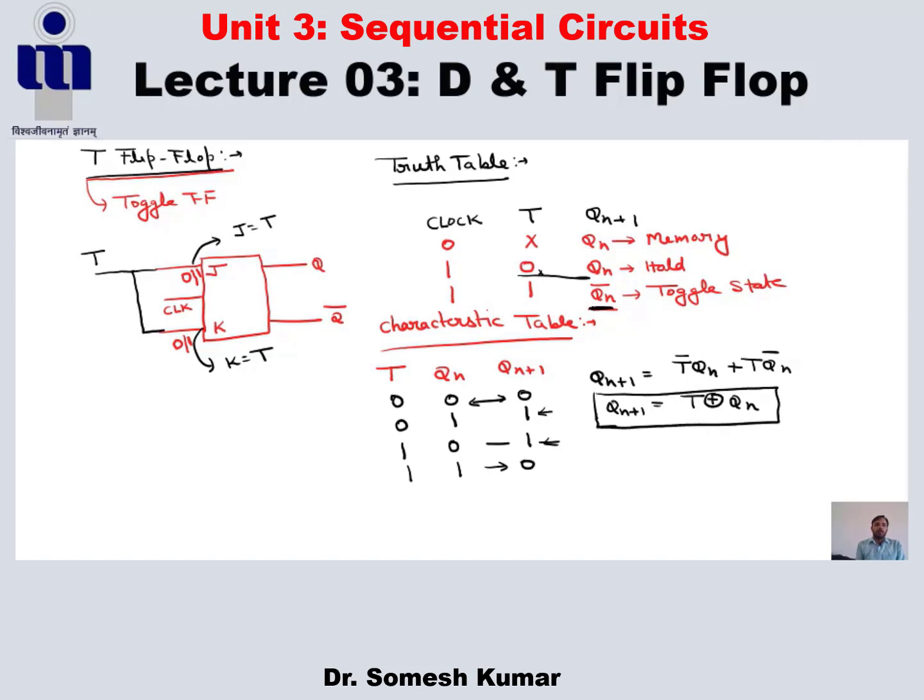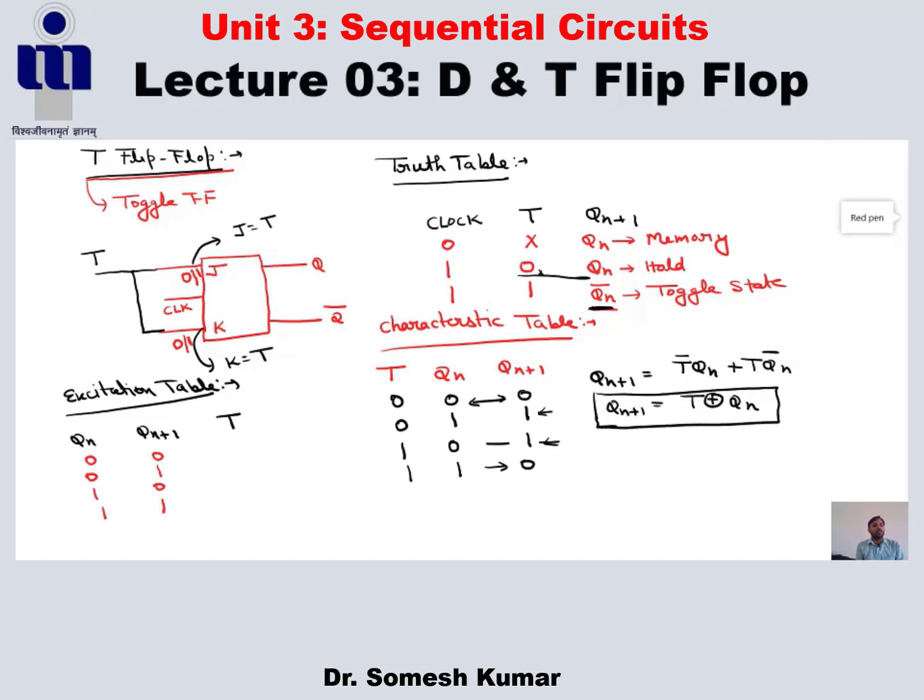Now we will study the excitation table of our T flip-flop. In the excitation table, what are the inputs? Inputs are Qn and Qn plus 1, and output is T. So here there are 4 combinations: 0, 0, 0, 1, 1, 0 and 1, 1.